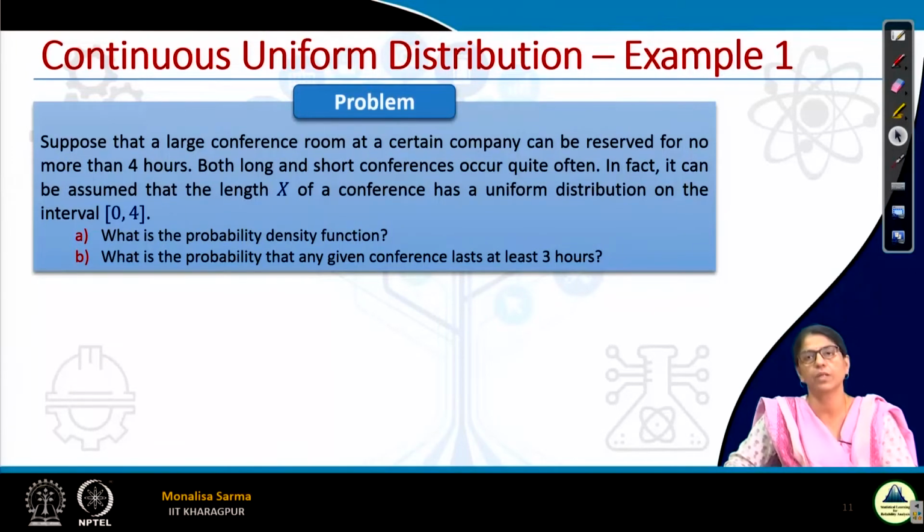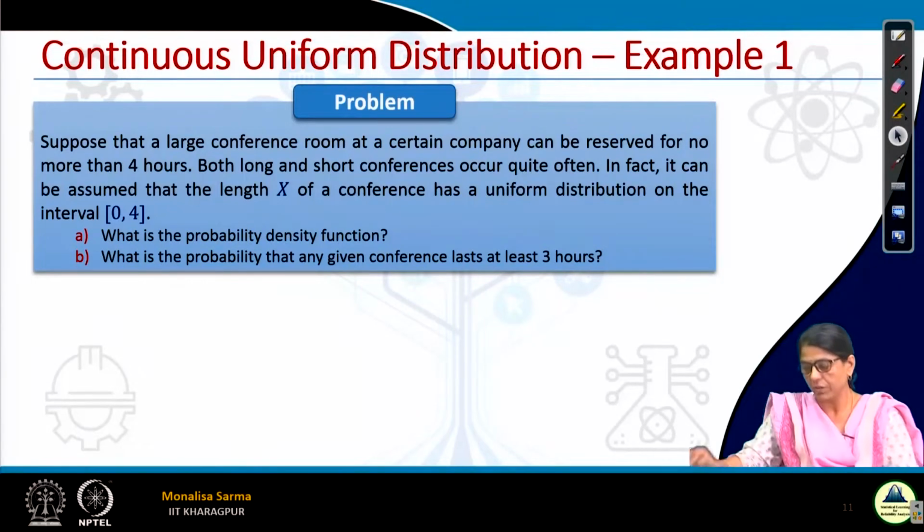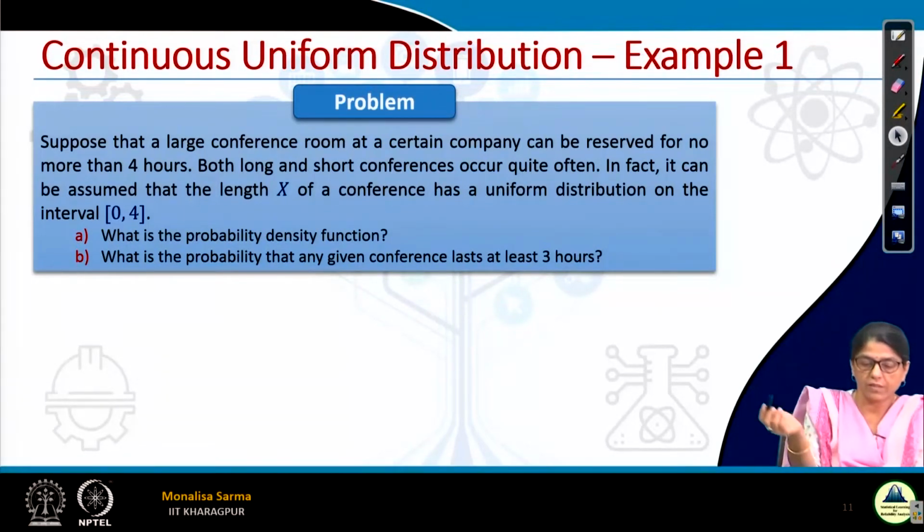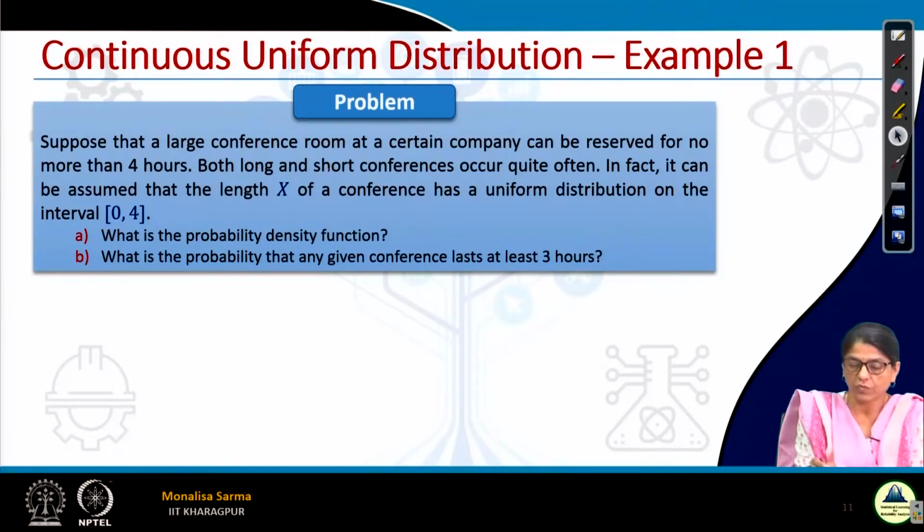Now, one example to illustrate our continuous uniform distribution. Remember, we had uniform distribution for discrete also; we have uniform distribution both for discrete and continuous. If you go to this example, you will find it is very easy. Suppose that a large conference room at a certain company can be reserved for no more than 4 hours. We cannot book the large conference room for more than 4 hours.